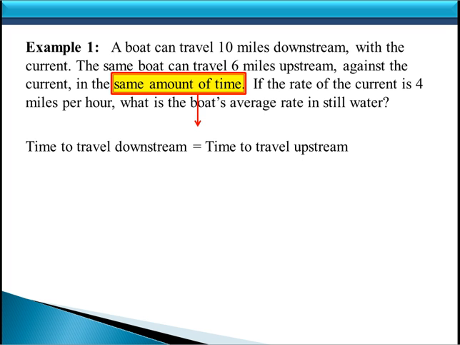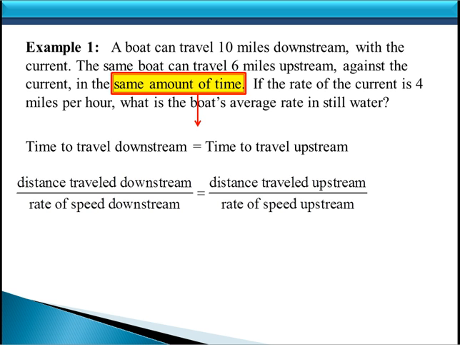So for the time downstream and the time upstream, we'll use the distance divided by rate formula to represent that time. Distance traveled downstream divided by rate of speed downstream would be the time to travel downstream. And similarly, distance traveled upstream divided by the rate of speed upstream will give us the time to travel upstream. We are given the distance for each of these scenarios, and we just have to figure out an expression for the rate of speed downstream and the rate of speed upstream.